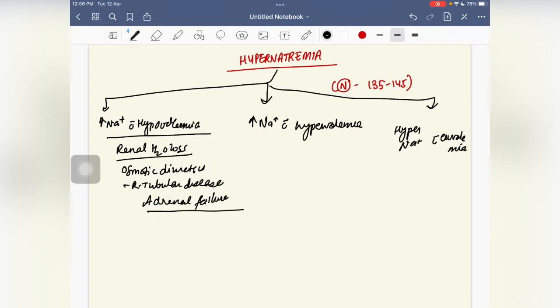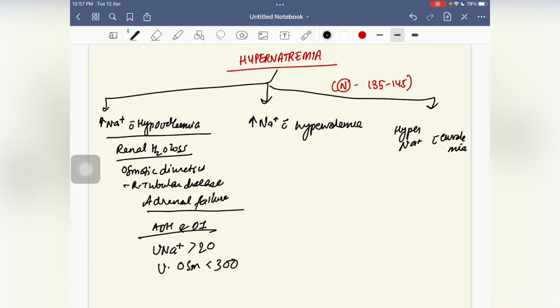In the case of adrenal failure, there will be impaired response to ADH, antidiuretic hormone, and diabetes insipidus. That will lead to an increase in urinary sodium more than 20 and urinary osmolality less than 300, right? This is about the renal water losses causing hypernatremia with hypovolemia.